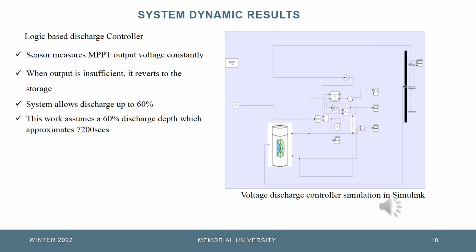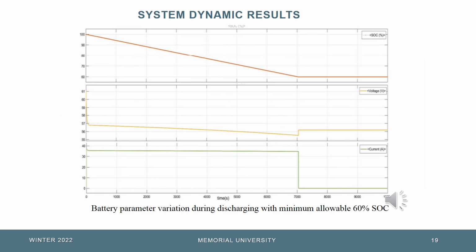Here the battery is connected with the load, and the load is drawing power from the battery. The battery state of charge is continuously monitored, and when the battery state of charge reaches 60%, the load is not allowed to draw power from the battery, and the battery output is disconnected from the load. Here we can see the battery state of charge, voltage and currents, while the load continues drawing power from the battery. And when the battery state of charge reaches 60%, it is automatically disconnected by the discharge controller.